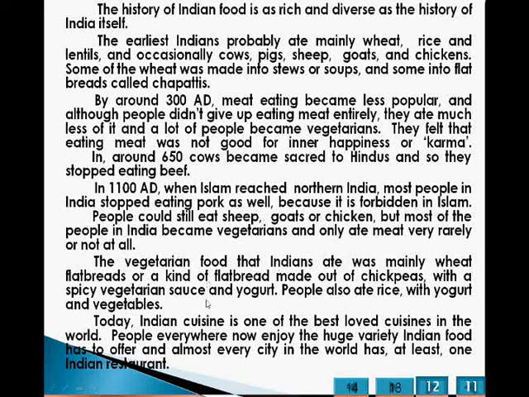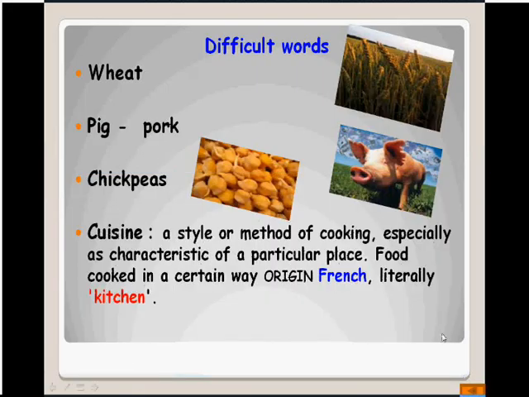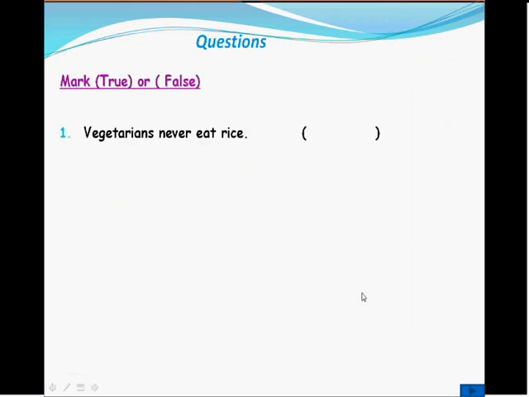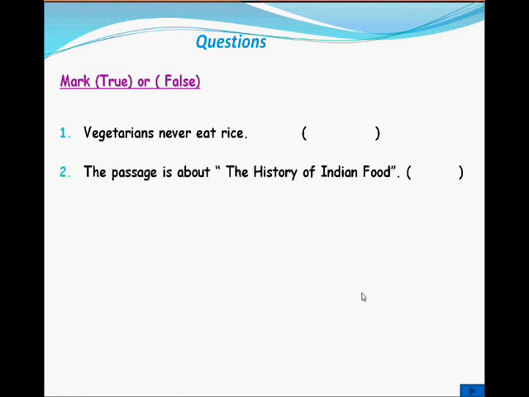So if you go to the paragraph before last, you have the vegetarian food, and of course people means the people who are vegetarians, and they also, which is not never, ate rice. So is it true or false?